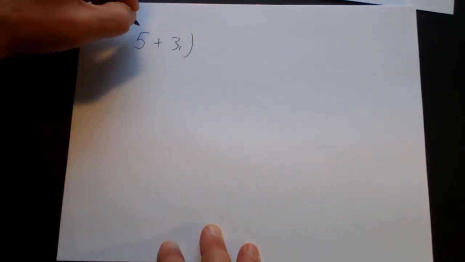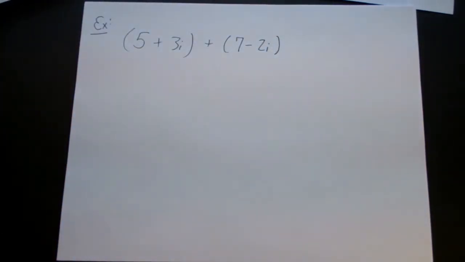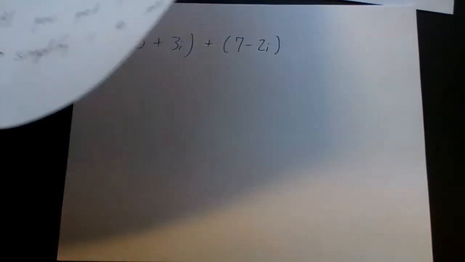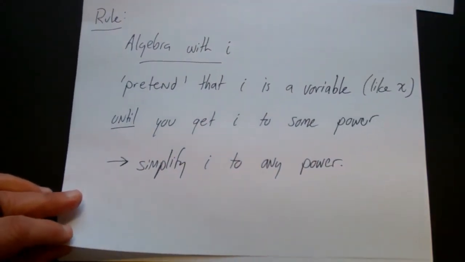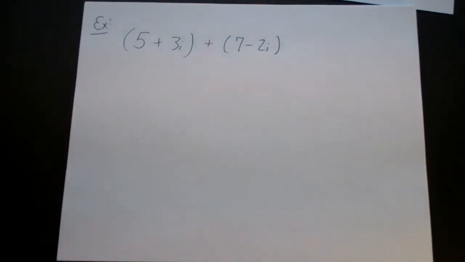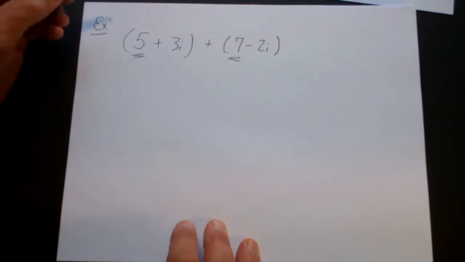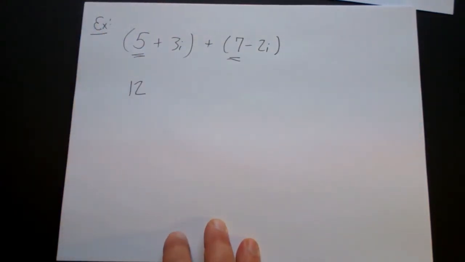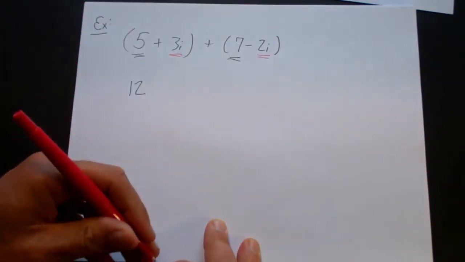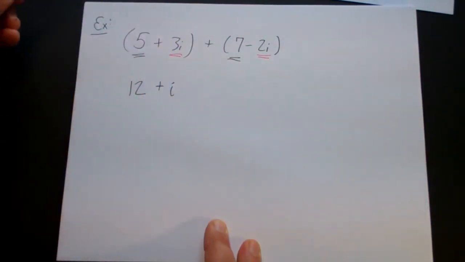Let's look at an example of adding. Adding is even simpler. Let's do (5 plus 3i) plus (7 minus 2i). Again, the rule that we're going to remember is that we're going to pretend that i is a variable, like an x, until we get i to some power, and then we're going to simplify it. So let's think about this. What would this be if instead of i's, those were x's? Well, in that case, the 5 and the 7 are like values, so that's going to be 12. And the 3i and the minus 2i are like terms. So 3i and minus 2i is a positive i. And we're done.